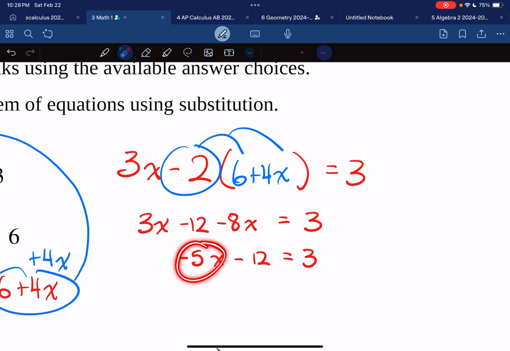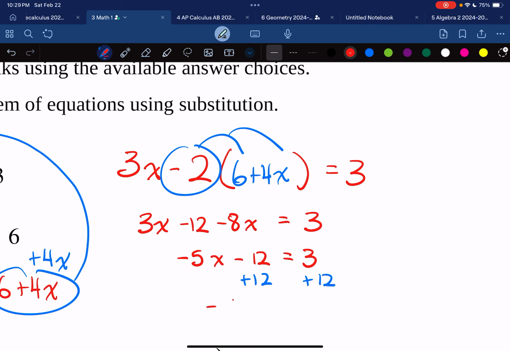Now I have all my x's in one spot all combined. I can move my constant to the other side, moving this 12 to the other side by adding 12 on both sides, giving me a negative 5x, which is equal to a 15.